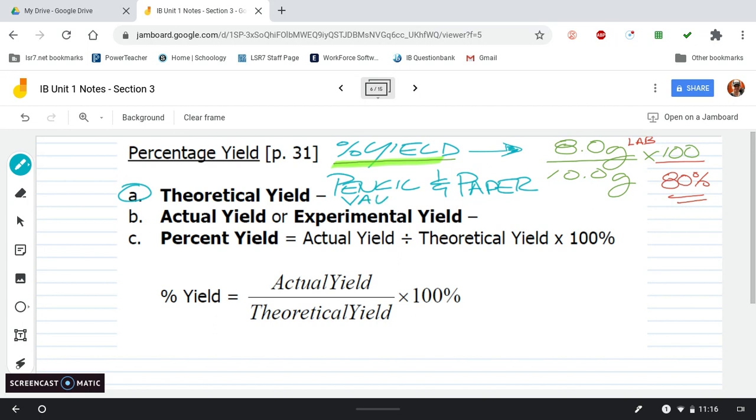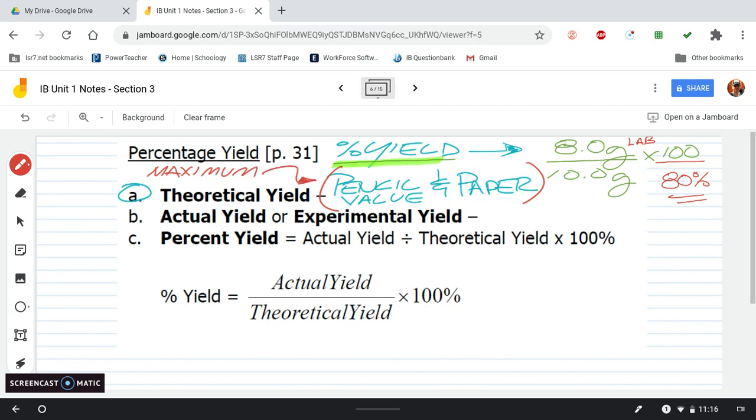And it's the maximum. It is the maximum amount of chemical that you could get in a reaction. So it's a pencil and paper value. It's not real. It's not from the lab, and it's also the maximum. It's the maximum amount of chemical that you could create.